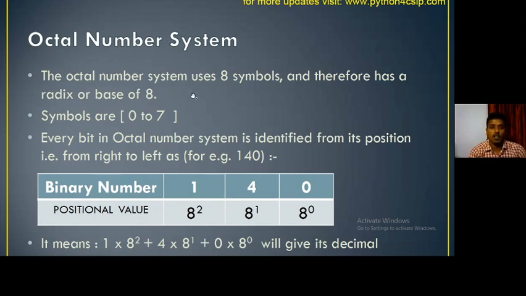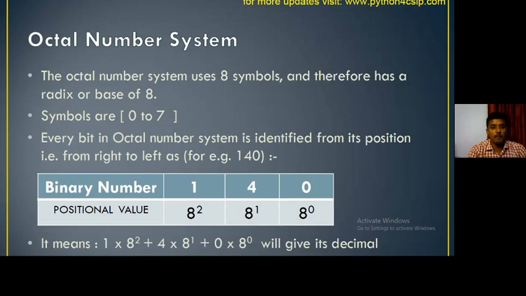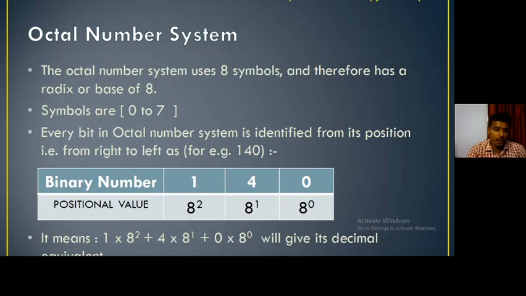The octal number system uses 8 symbols. Octal stands for 8 symbols, that we see. The octal number system uses 8 symbols, therefore it has the radix or base of 8, that is 0 to 7. Every bit in the octal number is identified from its position, that is from right to left, as in the case of binary and also decimal.